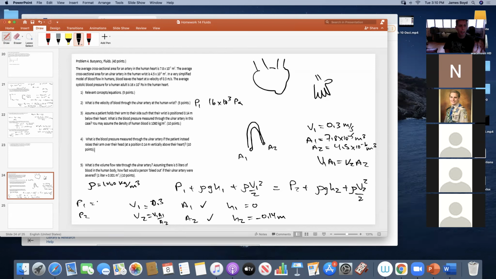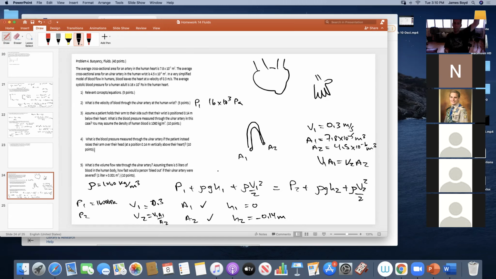Now all you have to do is, we know that P1 was 1.6 times 10 to the third, so 16,000 pascals, 16 times 10 to the third. And then we just have to find P2. All you have to do is plug in these values since you know them all now. That's not too bad.